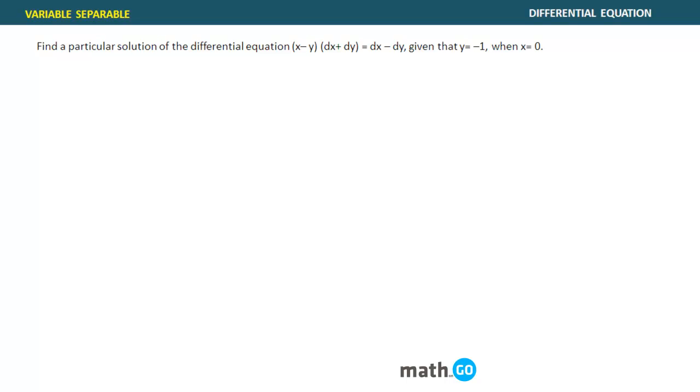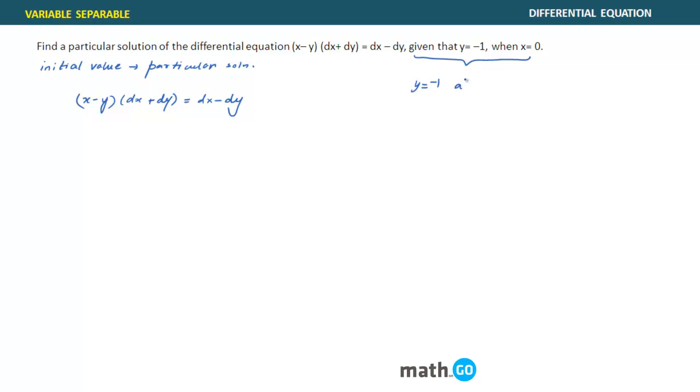Now let's take a problem which is called an initial value problem. Till now we were just solving for the general solution, and we'll now solve for an initial value, or you can say a particular solution. That is the target now, particular solution. So the question given is: find the particular solution of the differential equation given by (x minus y) dx plus dy is equal to dx minus dy. Now something of this particular condition would definitely be given to find a particular solution. So it is given that y is equal to minus 1 at x equal to 0.